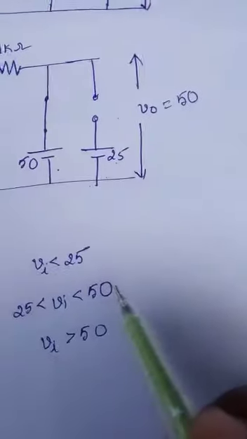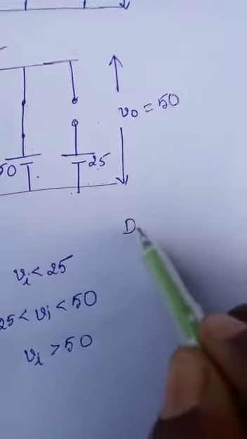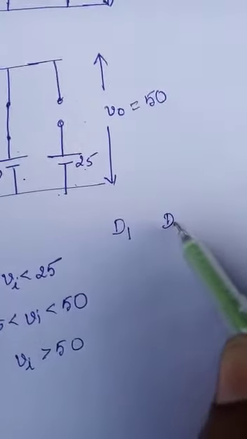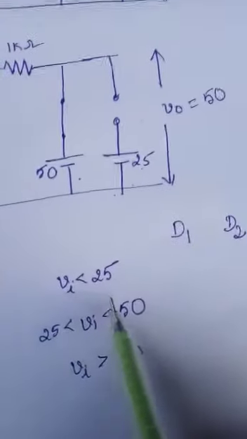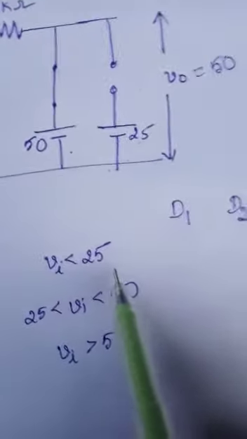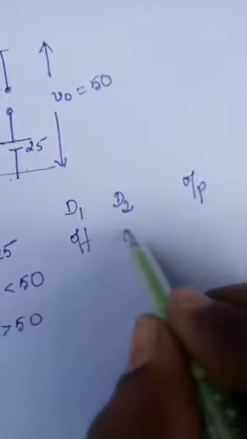Now what are the cases here? The first case is what about the diode D1, the second case is what about the diode D2, and the output. So within the first case, Vi less than 25, the condition is diode D1 is off whereas D2 is on, and the output voltage is 25 volts.